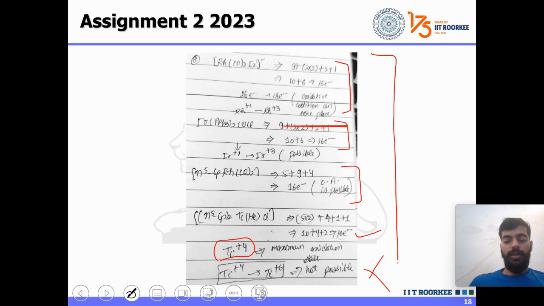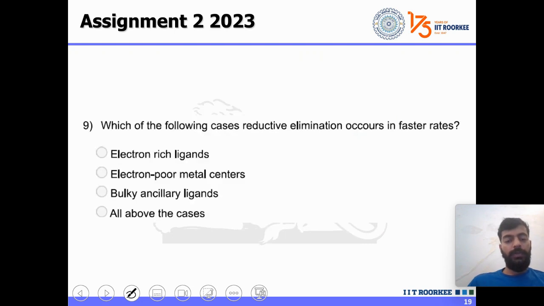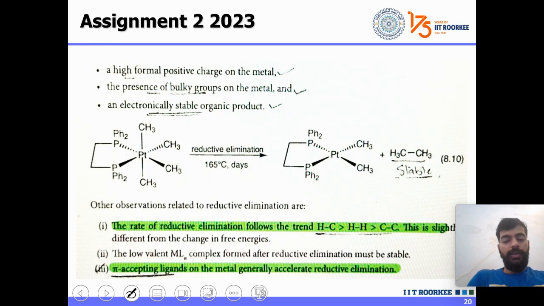I hope this solution is clear to you guys. Which of the following cases reductive elimination occurs at faster rates? So again, we have already discussed reductive elimination rates: electron-rich ligands, electron-poor metal centers, bulky ligands, and all of the above. So if we see here, we are given a high formal positive charge on metal, the presence of bulky groups on the metal, and an electronically stable organic compound.